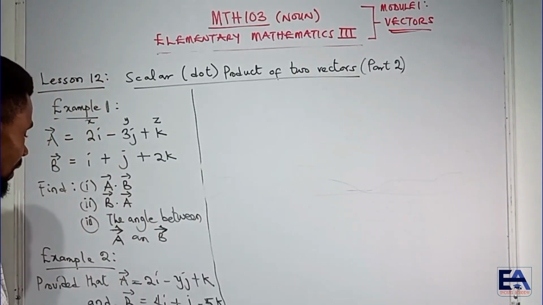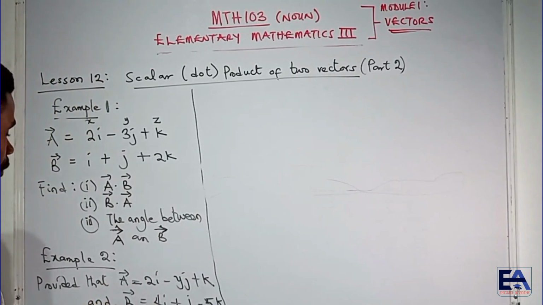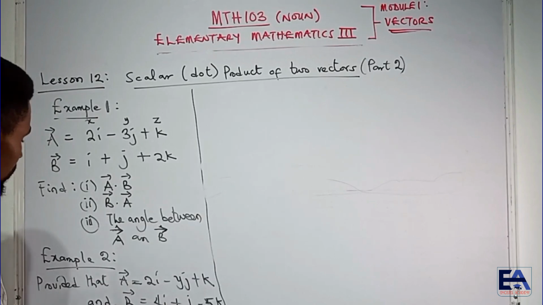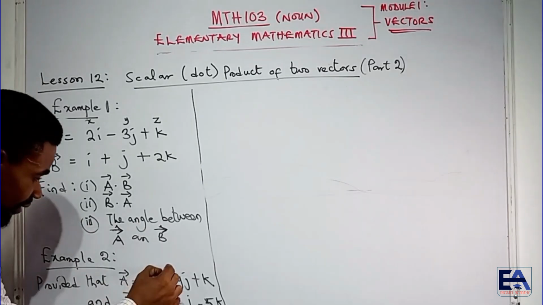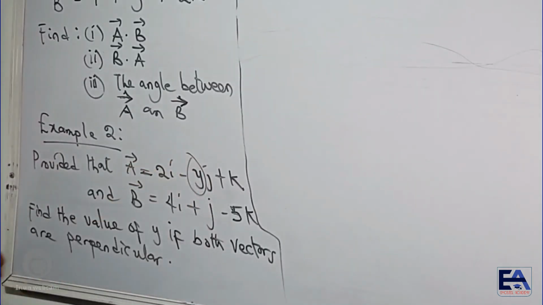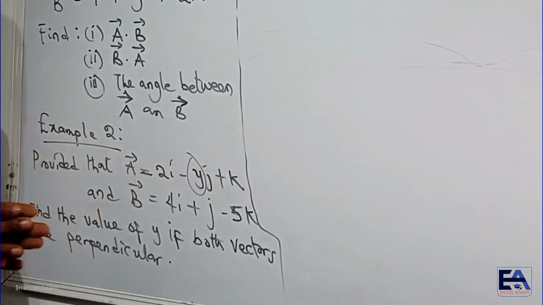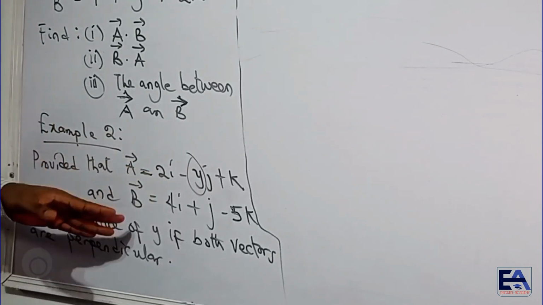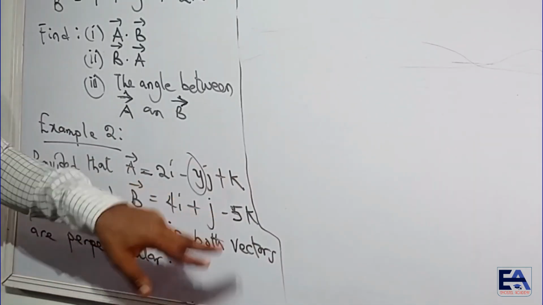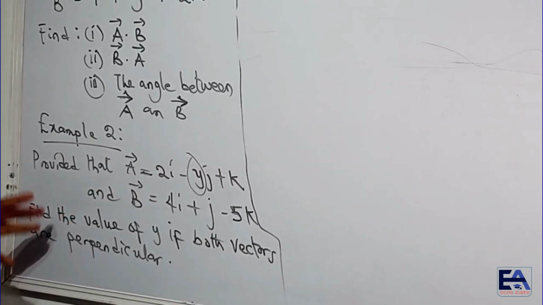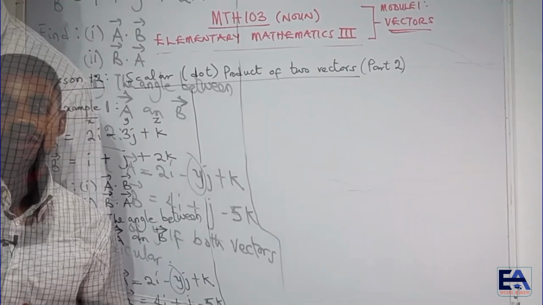Okay, so now let's move on. In example 2, we have it that vector A is equal to 2i minus yj plus k. So this value is unknown. We don't know the value of that component. The other vector has 4, 1j, and minus 5k. But the question says, find the value of y if both vectors are perpendicular.